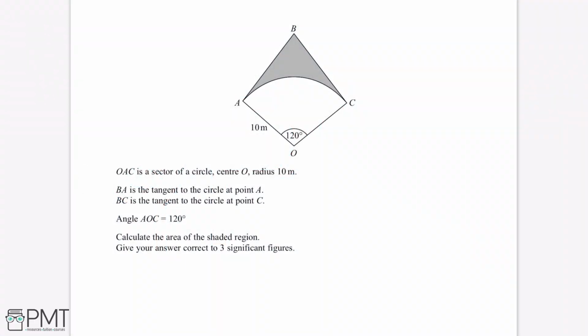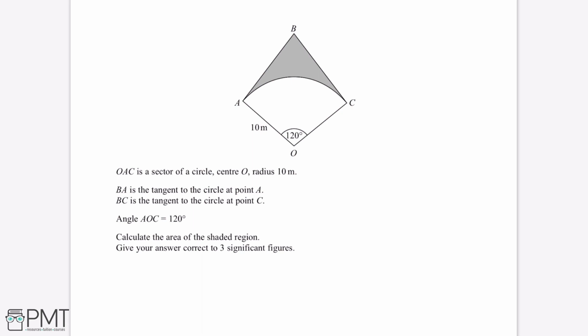OAC is a sector of a circle, centre O, radius 10 metres. BA is the tangent to the circle at point A. BC is the tangent to the circle at point C. Angle AOC equals 120 degrees. Calculate the area of the shaded region. Give your answer correct to 3 significant figures.